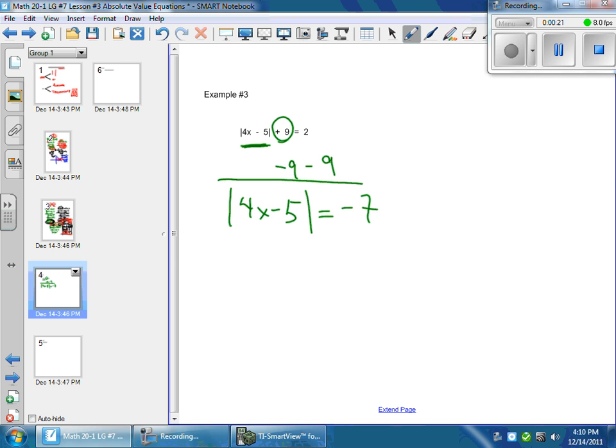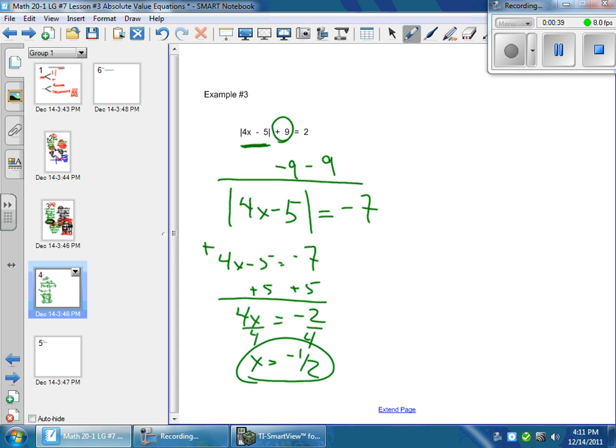Now, most people say, okay, I'm going to have a plus value here, 4x - 5 = -7. Then I'll add my 5 to both sides, right? This will be 4x = -2. Divide by 4, x = -1/2, right? Everything's cool. But I want to show you something else that's interesting here.